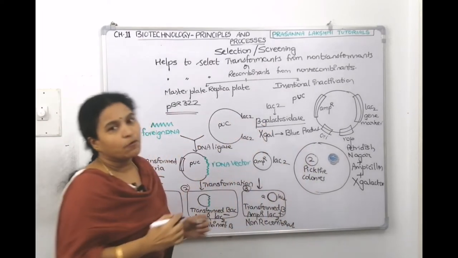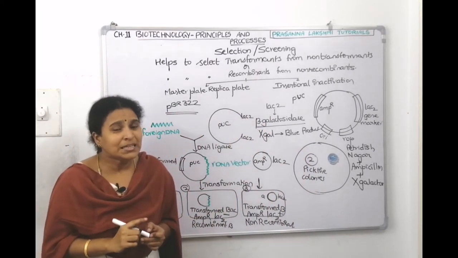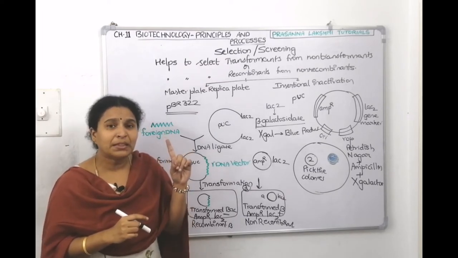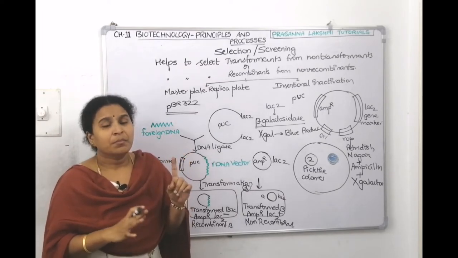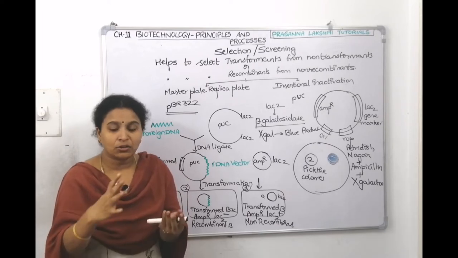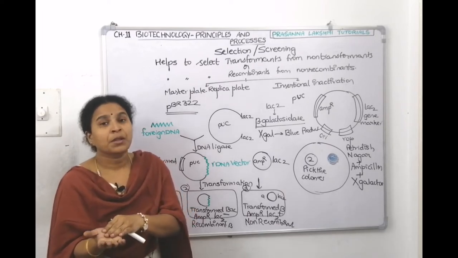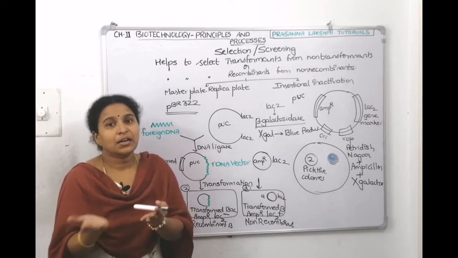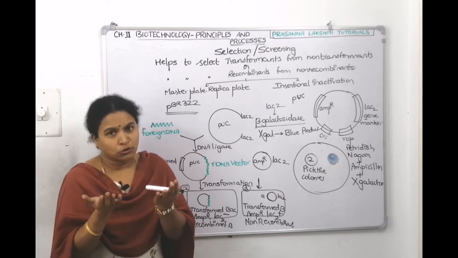Take the colonies and go for bioprocessing. So this method is easy, right? The master plate, replica plate method is actually cumbersome, because you have to do it first in the master plate, then you have to culture them in the replica plate also. And you need to compare and take them, so it is difficult to compare.